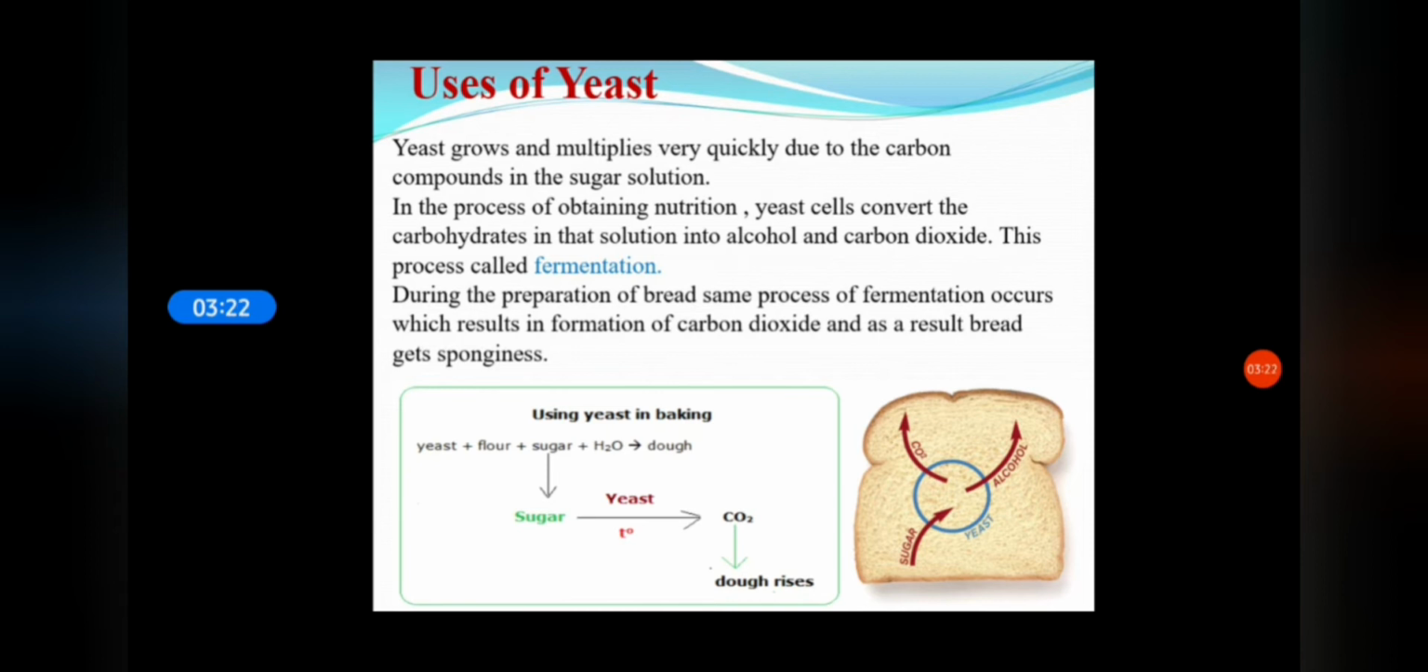Yeast grows and multiplies very quickly due to the carbon compounds in the sugar solution. In the process of obtaining nutrition, yeast cells convert the carbohydrates in that solution into alcohol and carbon dioxide, and this process is called fermentation.